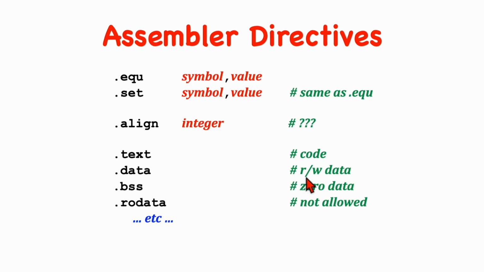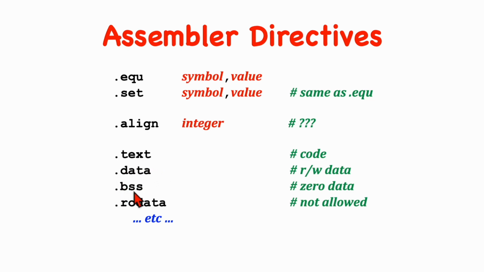.data is usually used for data that can be read or written, and so after the text segment we might see a .data directive followed by a bunch of, like, .byte or .word directives where we set up our data. And we can have multiple text segments and multiple data segments within the same assembly code file.